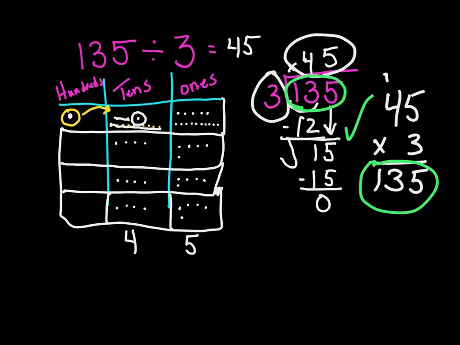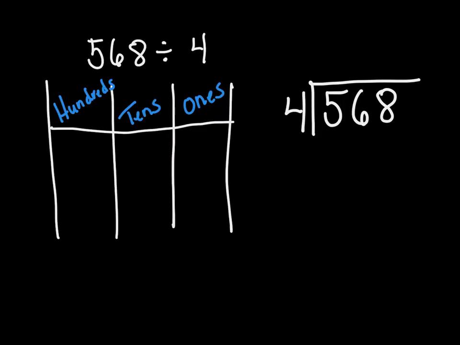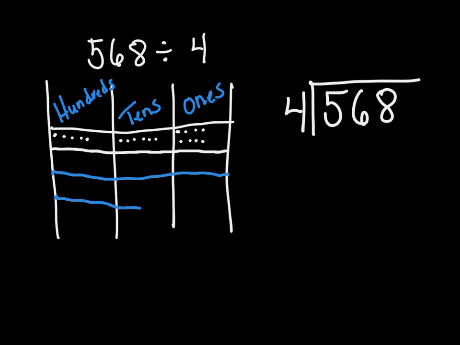We did this correctly. Okay, our next one, 568 divided by 4. Okay, so we're now going to break up 568. So we have 5 hundreds, we have 6 tens, and we have 8 ones. And we need to put them into 4, it's a bad line, 4 equal groups. All right. So 4 equal groups.